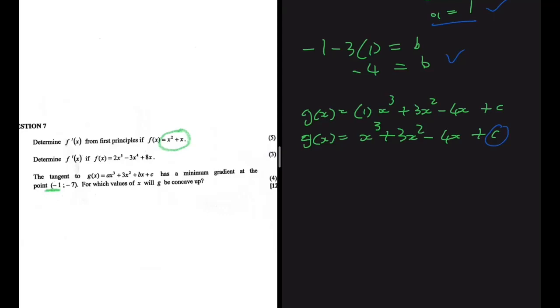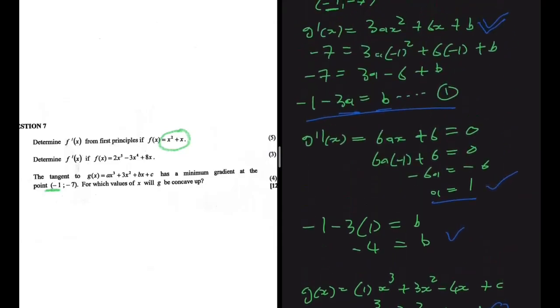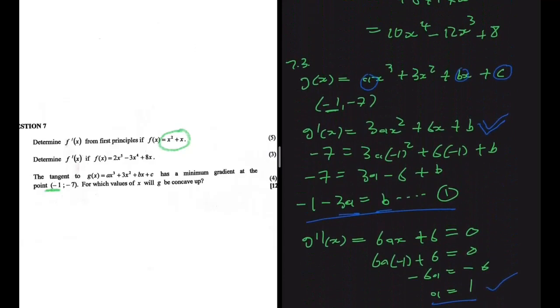Because for us to know for which values g will be concave up or down, we need the x value of the point of inflection, right? I can tell you already that x value will be minus 1, because that's where the minimum gradient of the tangent is. But you don't have to believe me. Let's just work it out.